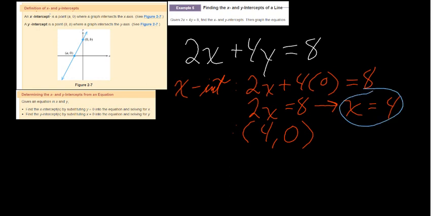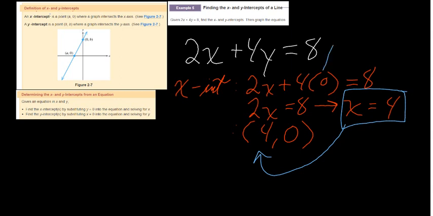And how did I get my point (4, 0)? Well, I said x is equal to 4, and that's what this point right here is. I also said that y is equal to 0, and that's what that point is right there. So that's how I got those two points. I got x being 4 from the algebra of setting y equal to 0. That's how we get our points there.